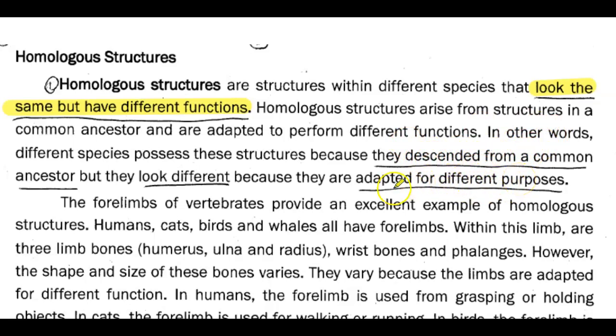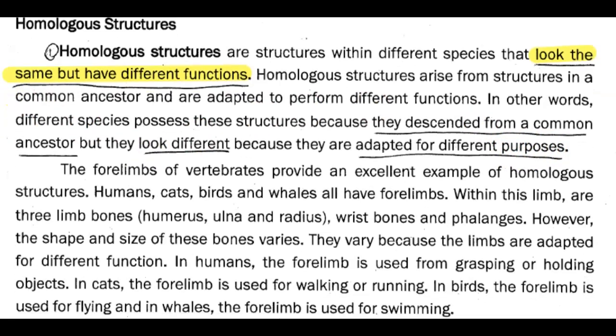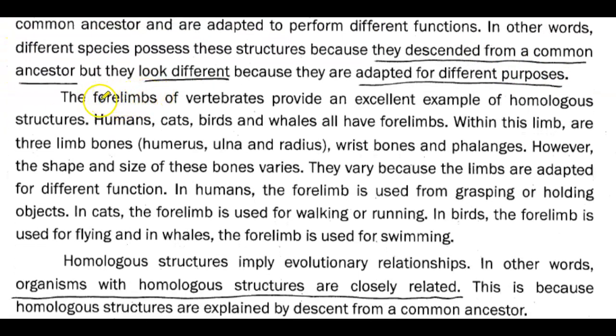An example would be if we're comparing an animal that lives on land and an animal that lives in the water. They move differently. One walks and one swims. So they're going to have different shaped body parts for that job. Let's look at some examples here. It says the forelimbs, so on humans this would be your arms. If we're talking about a dog or cat, it would be the front legs. The forelimbs of vertebrates, animals with backbones, provide an excellent example of homologous structures. Humans, cats, birds, and whales all have forelimbs.